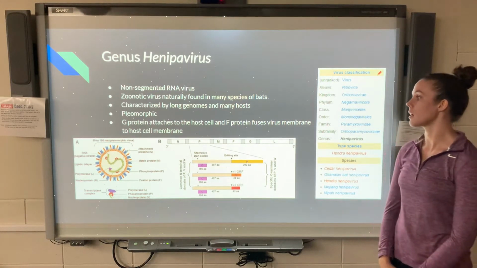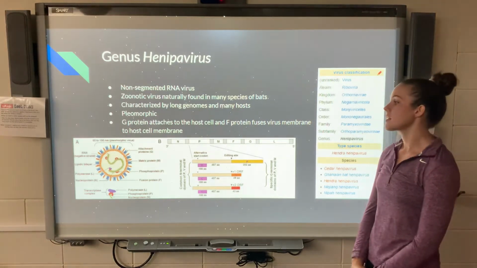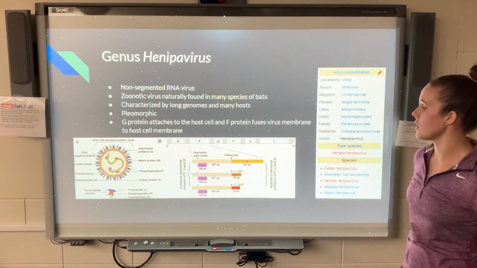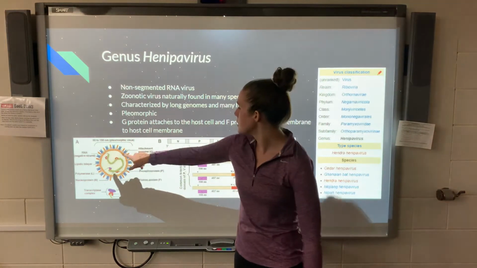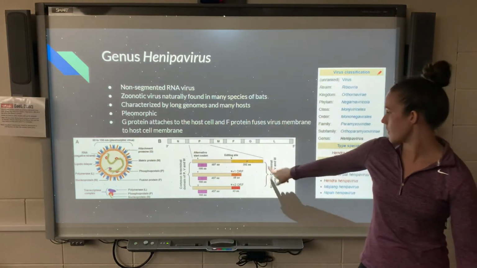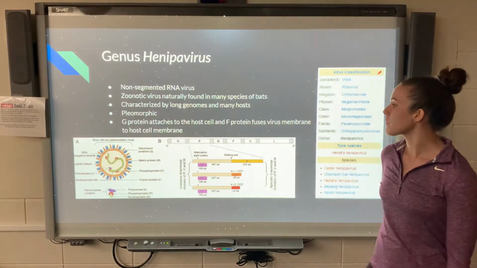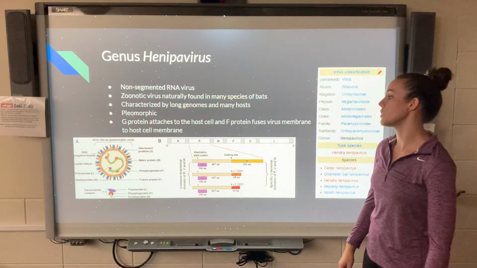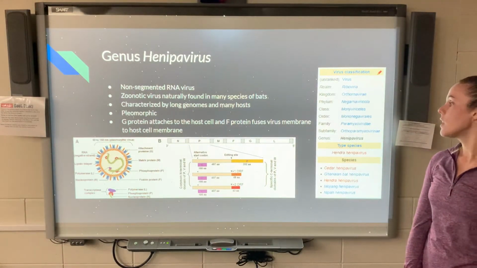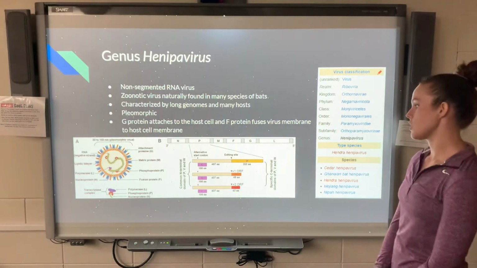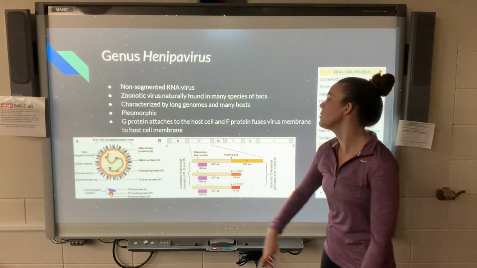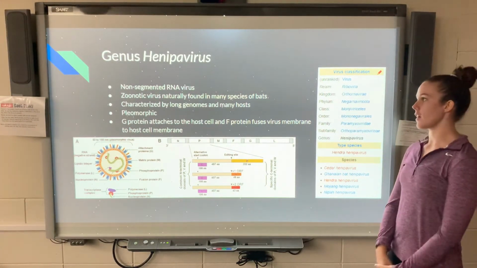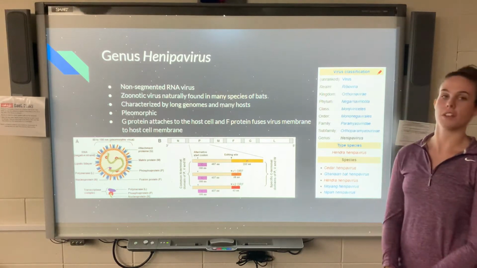The Henipaviruses are pleomorphic, so they range in size from 50 to 150 nanometers. Here is a diagram of a Henipavirus along with part of the genome. So in the Henipavirus, the G proteins that are shown in blue on the outside attach to the host cell, and the F proteins, which are shown in red and yellow, are what fuse the virus membrane to the host cell's membrane, and then the RNA is able to enter the cell that way.